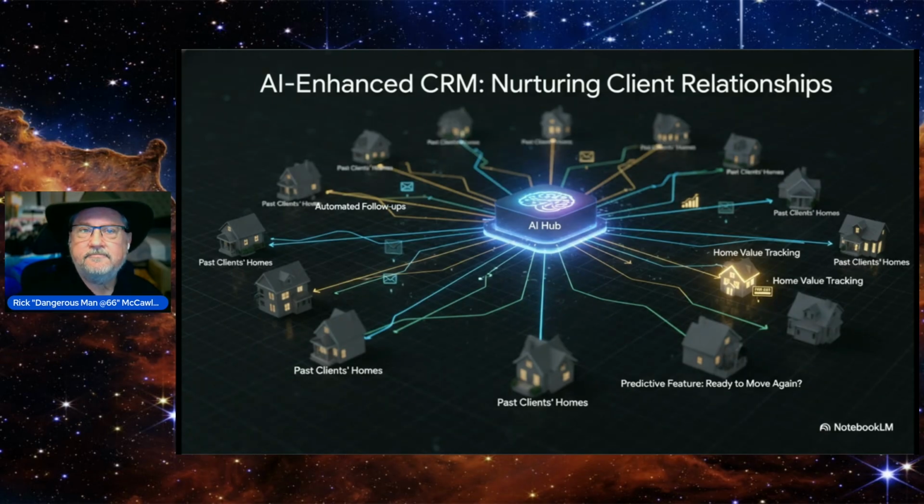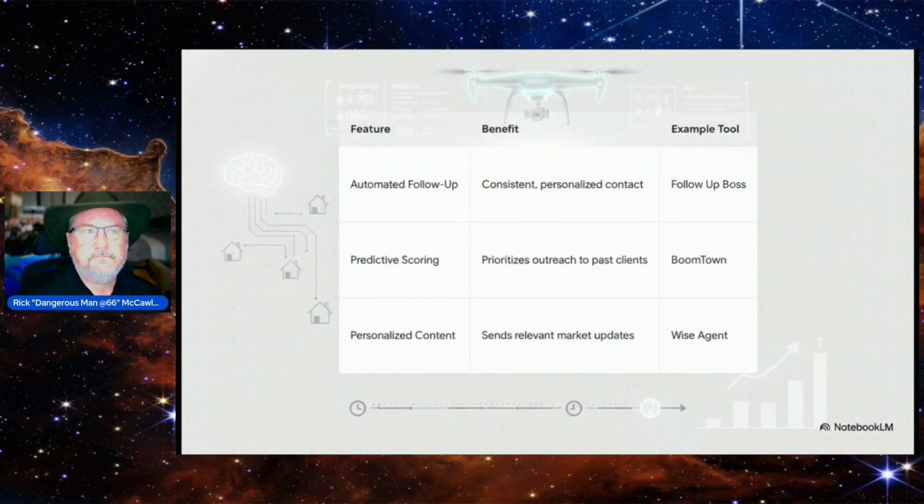They don't just sit there like an address book, they actively work for you. They automate your follow ups, they send personalized reports on home values, and they even use that same predictive tech to guess when a past client might be thinking about moving again. When you get right down to it, these smart CRMs play the long game on your behalf. A tool like Follow Up Boss makes sure you're always in touch without you lifting a finger. Others, like Boomtown, actually score your past clients to tell you who's heating up again. It's all about staying top of mind effortlessly. So when they're ready, you're the first person they call.